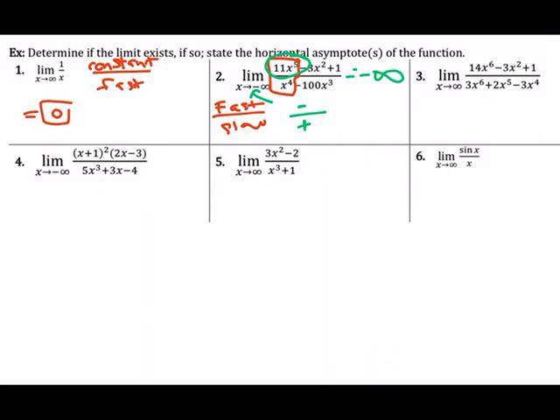Number 3, the degree here is the same, and to the 6th power, it doesn't matter if we're going towards plus or minus infinity. What's happening here is that we're just going towards 14 over 3, since the degree of the numerator and the denominator are the same. There is also a horizontal asymptote at y equals 14 over 3.